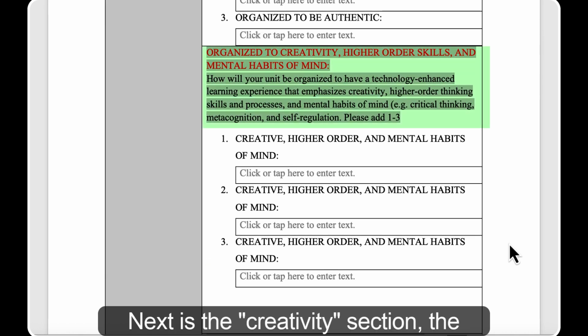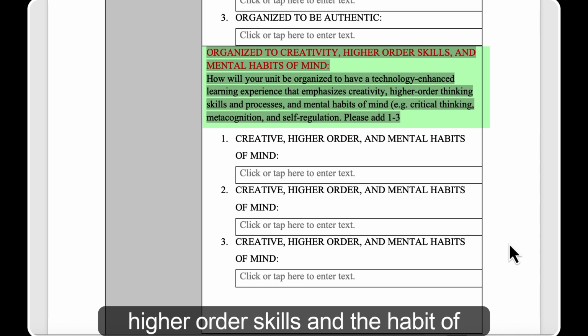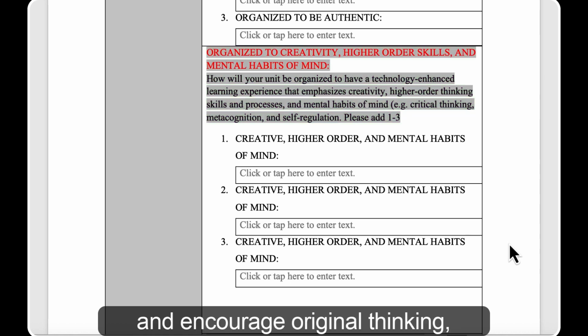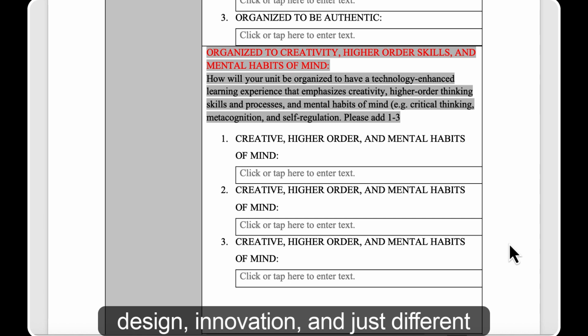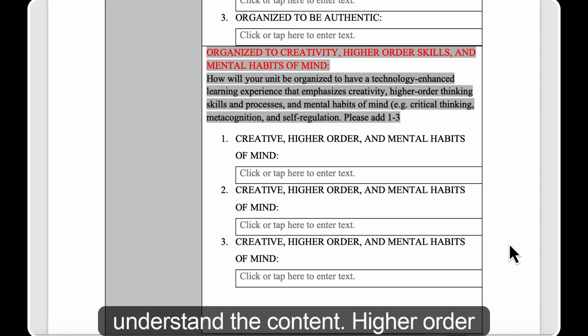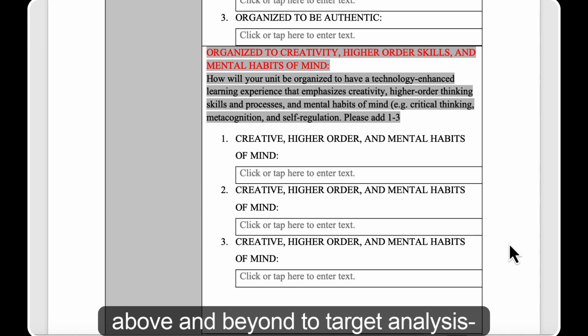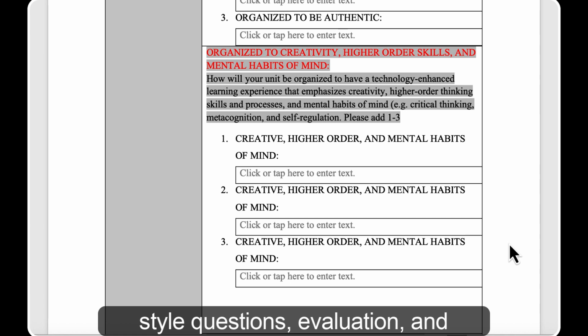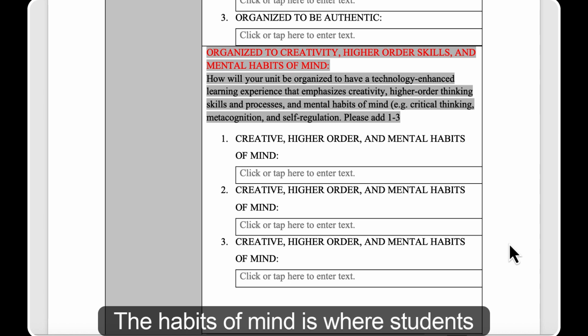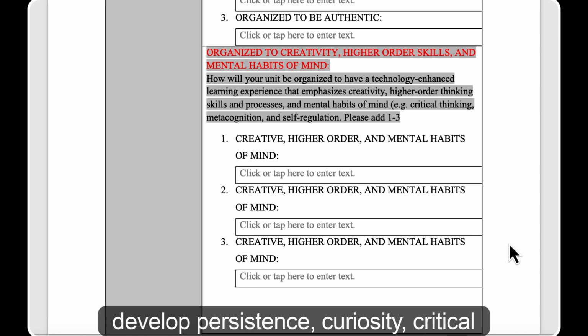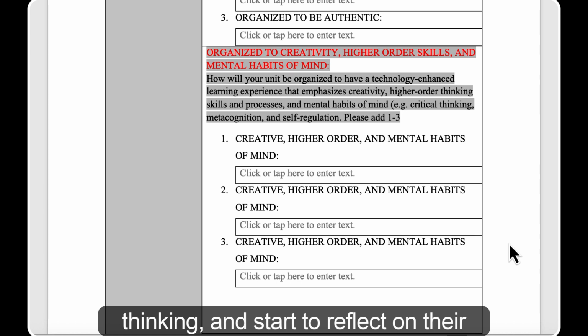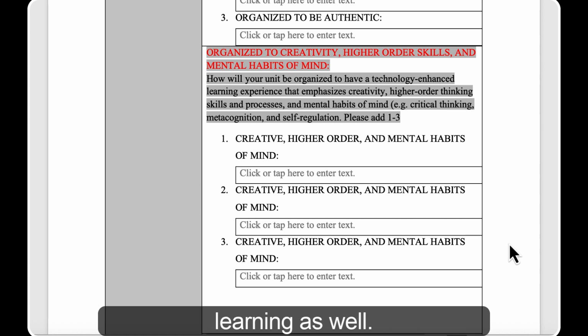Next is the creativity section, the higher order skills, and the habits of mind. They all go in that next part. Creativity talks about the activities that encourage original thinking, design, innovation, and different ways students can show they understand the content. Higher order thinking is meant for students to go above and beyond to target analysis-style questions, evaluation, and complex reasoning. The habits of mind is where students develop persistence, curiosity, critical thinking, and start to reflect on their learning as well.